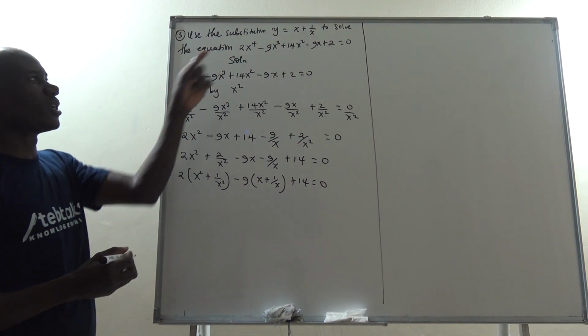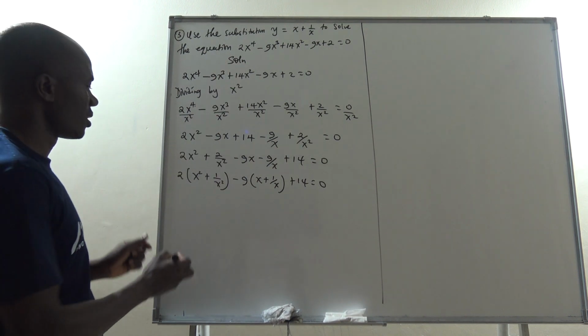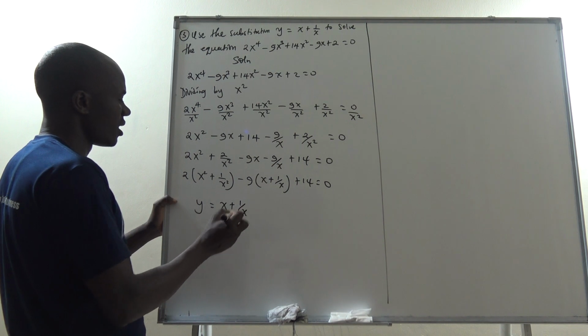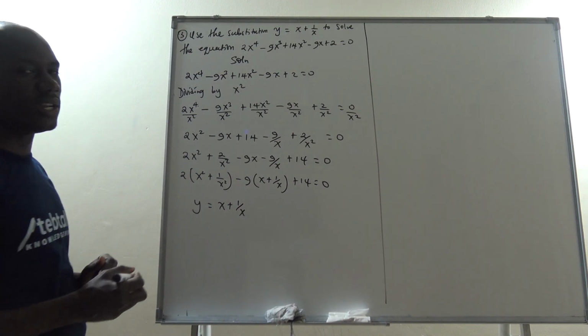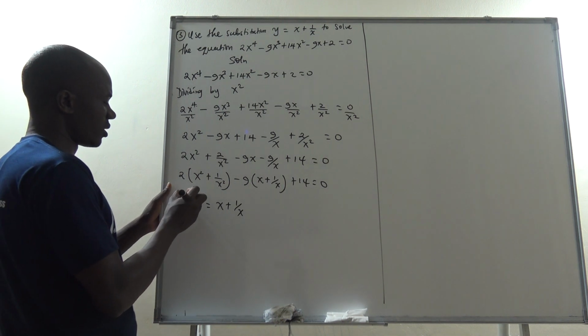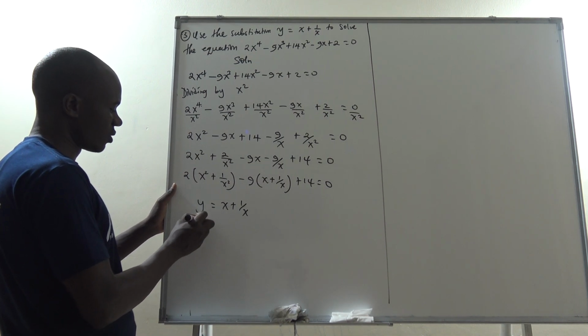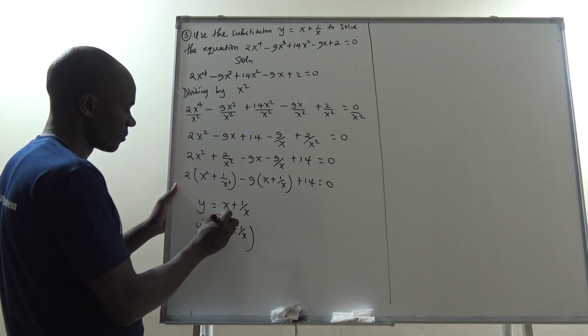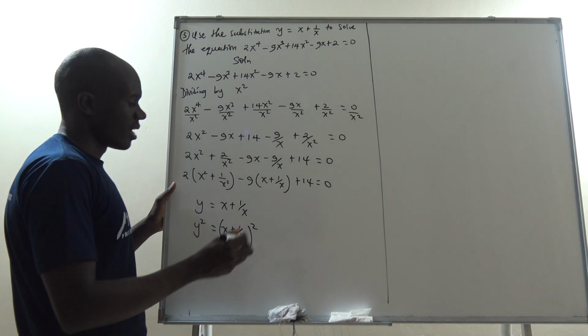Now they gave us that we use substitution of y equals x plus 1 over x. But I'm seeing a scenario of x squared. What can I do? I'm going to square both sides. Can say y squared equals x plus 1 over x, the whole of it squared.